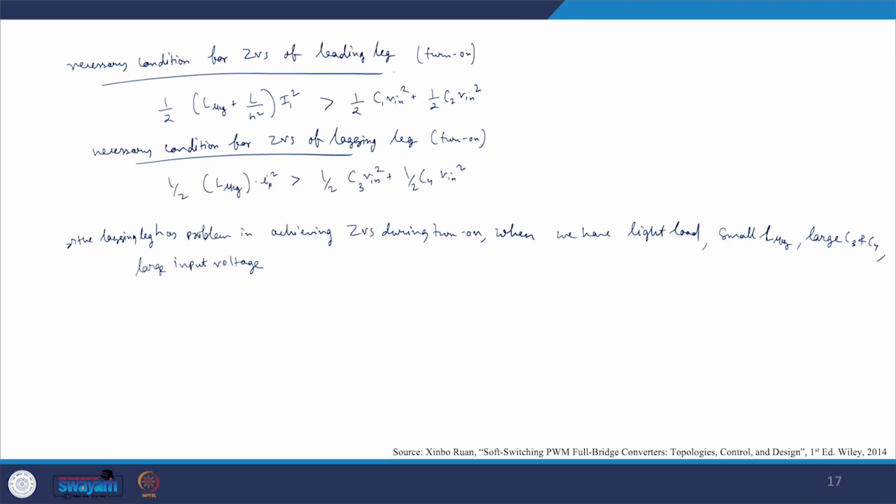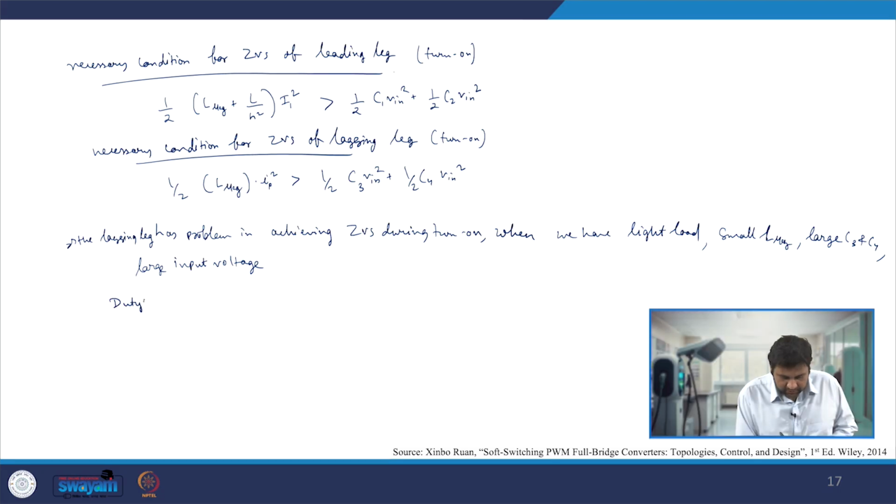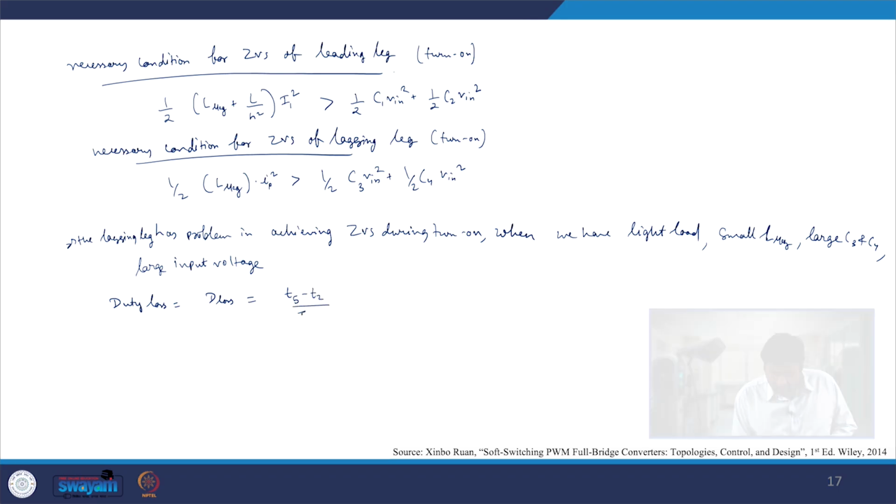So now let us quickly define the duty loss corresponding to that, and that is when we can end this lecture. So we can write our duty loss D loss to be equal to T5 minus T2 by Ts by 2 period.